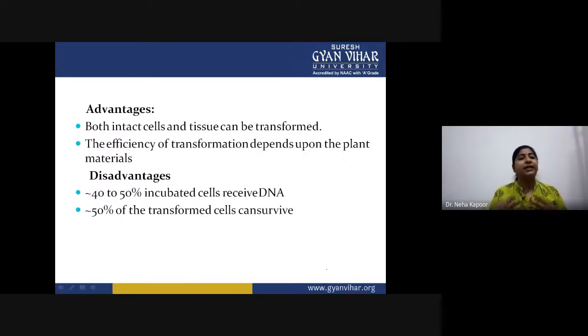However, there are certain advantages and disadvantages also. In case of advantages, we can use both intact cells and tissues, and the efficiency of transformation will depend upon the plant cell type and plant material. But the major disadvantage is the number of transformed cells obtained, or you can say the transformation percentage, is less, around 40 to 50%. Suppose we want more transformed cells, in that case we have to choose some other strategy, or we again have to repeat this technique.